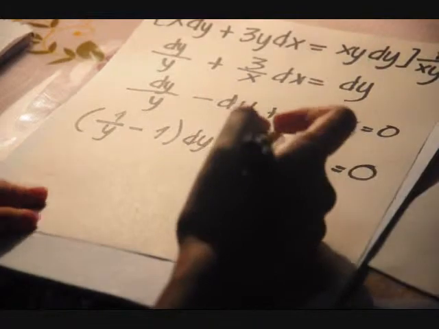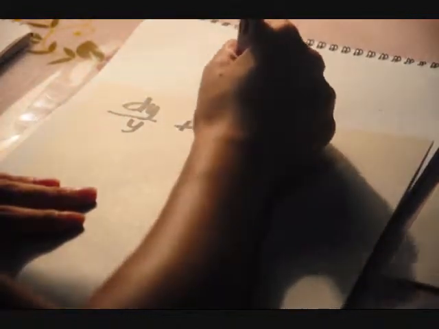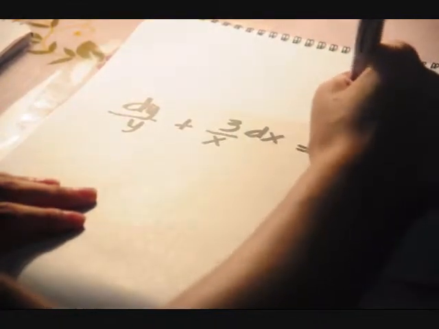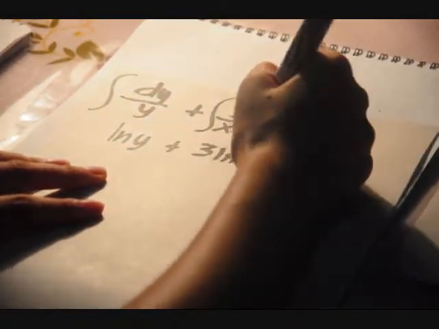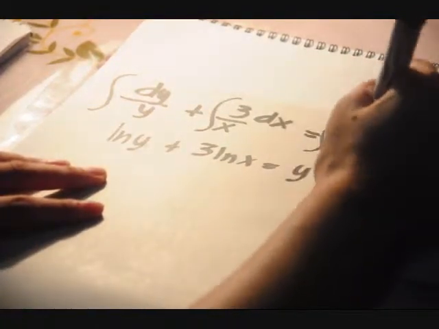Now we can see that this equation is now exact because the derivative of M with respect to y is equal to 0 and also the derivative of N with respect to x. Now we can integrate the equation. Integrating dy over y plus 3 over x dx equal to dy, we get ln y plus 3 ln x equal to y plus c.